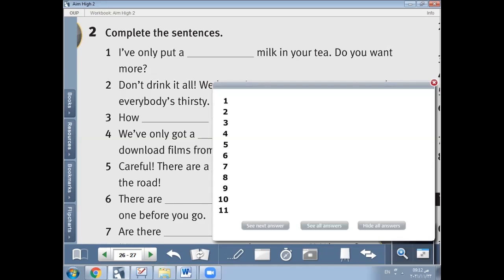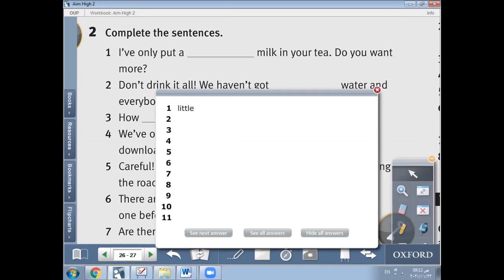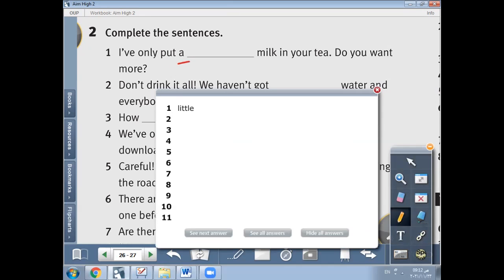I have only put a little milk in your tea. Do you want more? I've only put what? A little, yeah. What we have here is the blank. Look at the board a bit. This is the blank, and this is the milk. Countable or uncountable? Uncountable. I put only a little milk. A little means a small amount of milk. Milk is uncountable, so we don't say a few, we say what? A little.